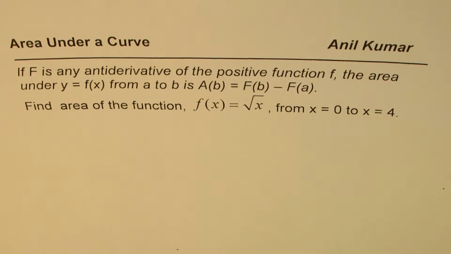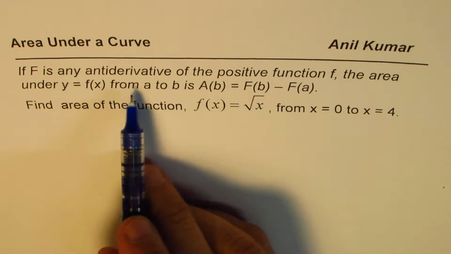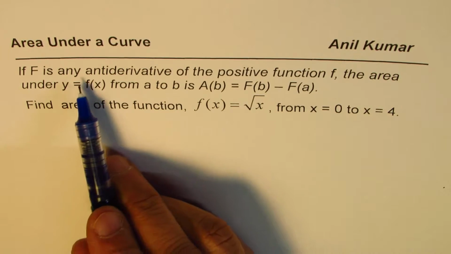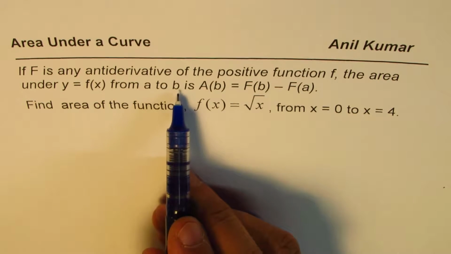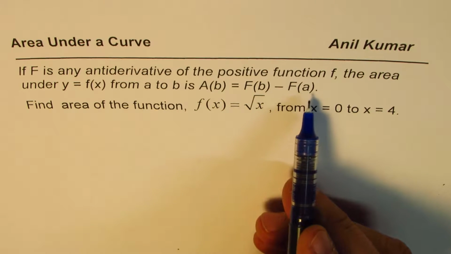I'm Anil Kumar. We are exploring area under a curve, and the concept is that if F is any antiderivative of positive function f, the area under y equals f of x from a to b is F of b minus F of a.